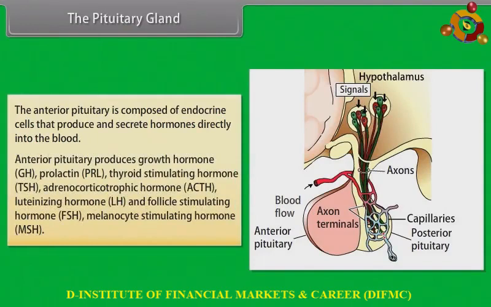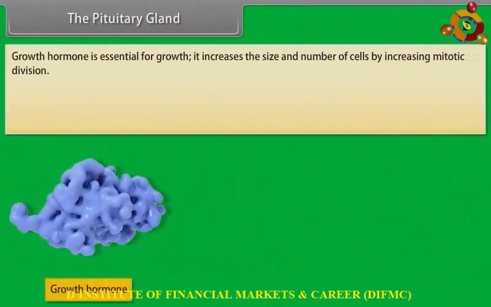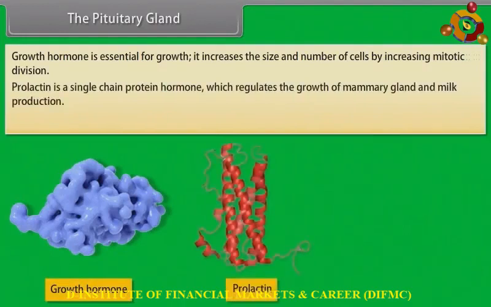Anterior pituitary produces growth hormones GH, prolactin PRL, thyroid stimulating hormone TSH, adrenocorticotropic hormone ACTH, luteinizing hormone LH, and follicle stimulating hormone FSH, melanocyte stimulating hormone MSH. Growth hormone is essential for growth. It increases the size and number of cells by increasing mitotic division. Prolactin is a single-chain protein hormone which regulates the growth of mammary glands and milk production.